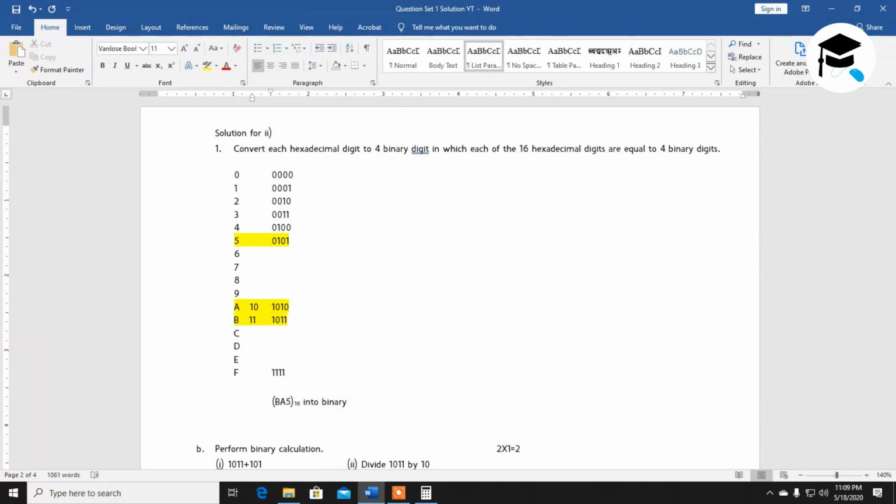Okay. So instead of B, what can we write? 1 0 1 1 1 0 1 1. Instead of A, what can be written? 1 0 1 0 1 0 1 0. Instead of 5, what can be written? 0 1 0 1 0 1 0 1. So this is your answer. Okay. Answer for what? Answer for this question, the second question.